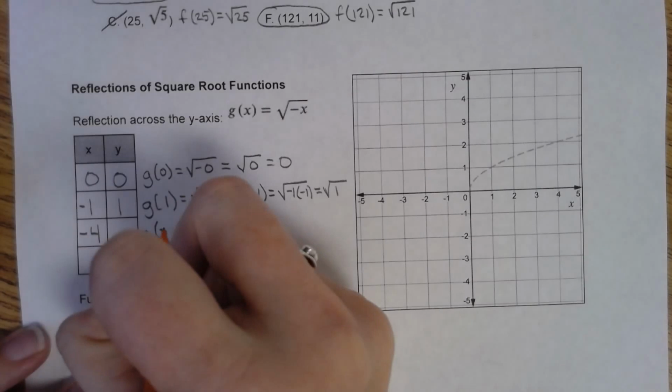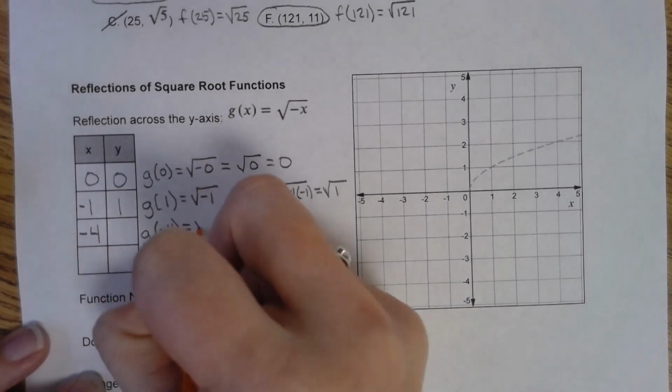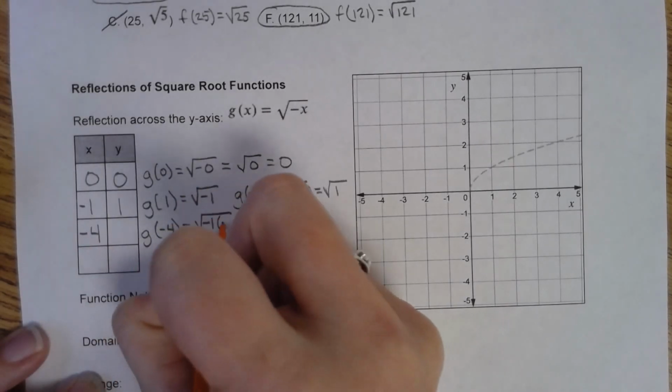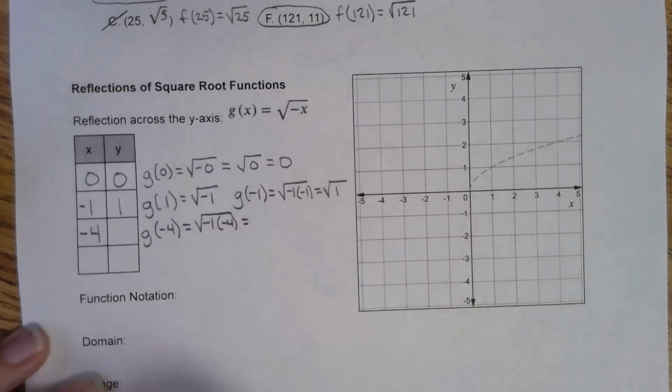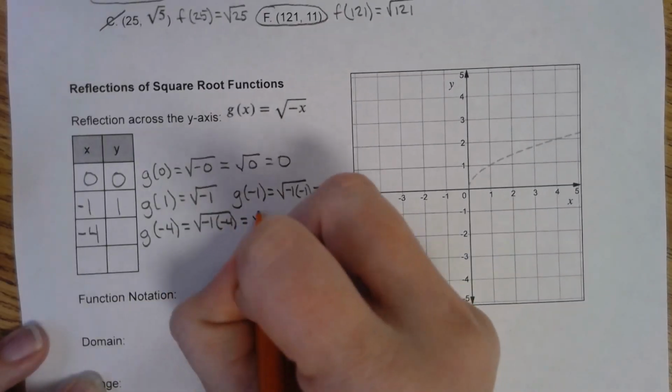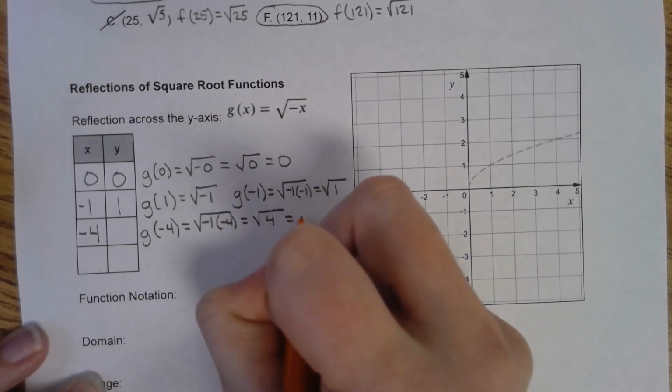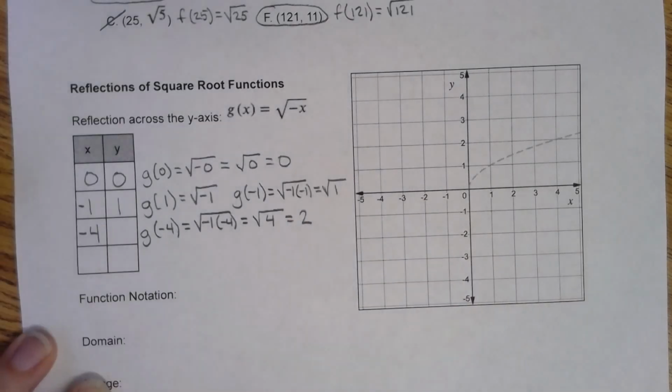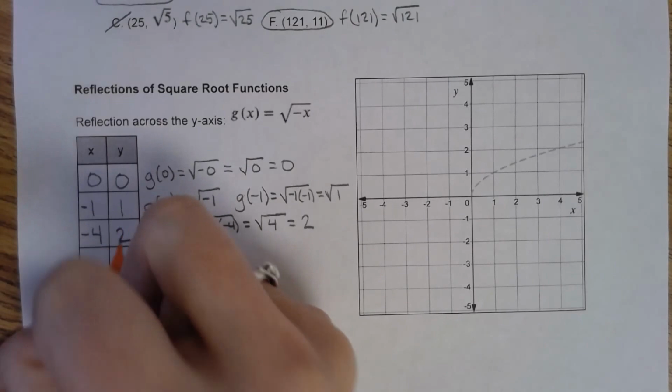So g of -4, so we want a -1 times -4. Negative times negative gives us a positive, and that makes it to where we can take the square root. So square root of 4 gives us an output of 2.